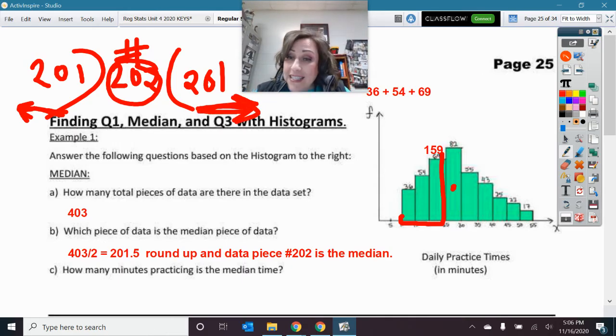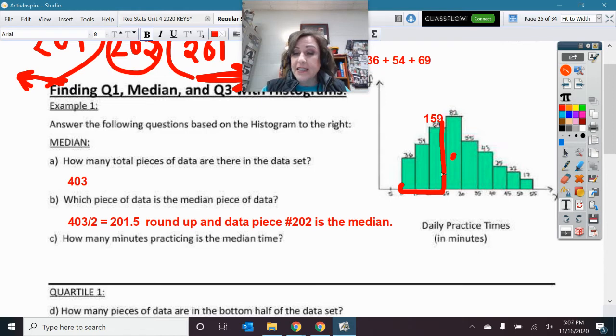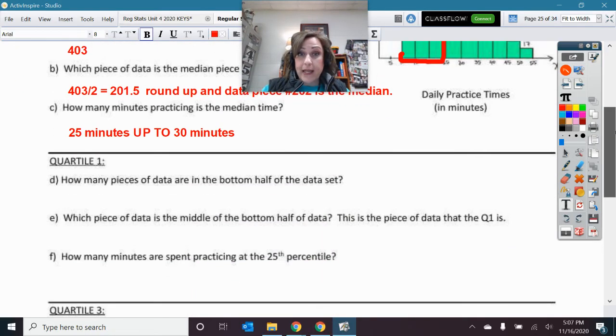I can tell then that my median is in this bar here. That looks like it's from 25 up to 30. Remember, it doesn't include 30s, it's up to 30. That's the value of my median. The median daily practice time is 25 minutes up to but not including 30 minutes.